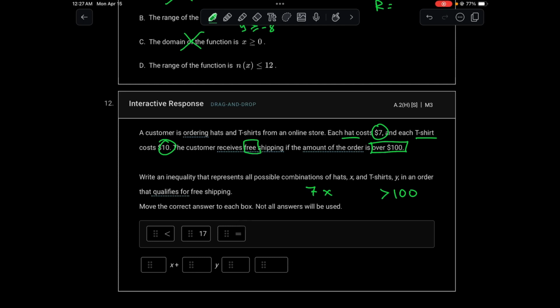And a t-shirt is going to be y. So y, and how much does it cost? 10. So plus 10y greater than 100. So what do we put here? Put 7x plus 10y greater than 100. Okay.